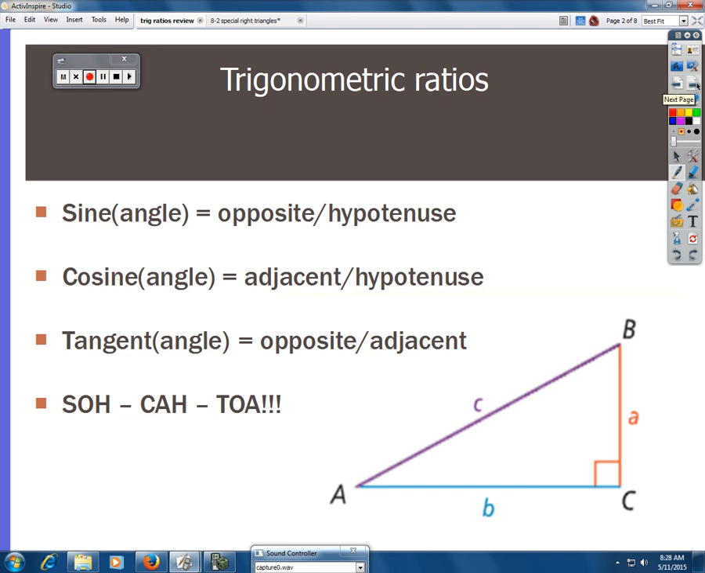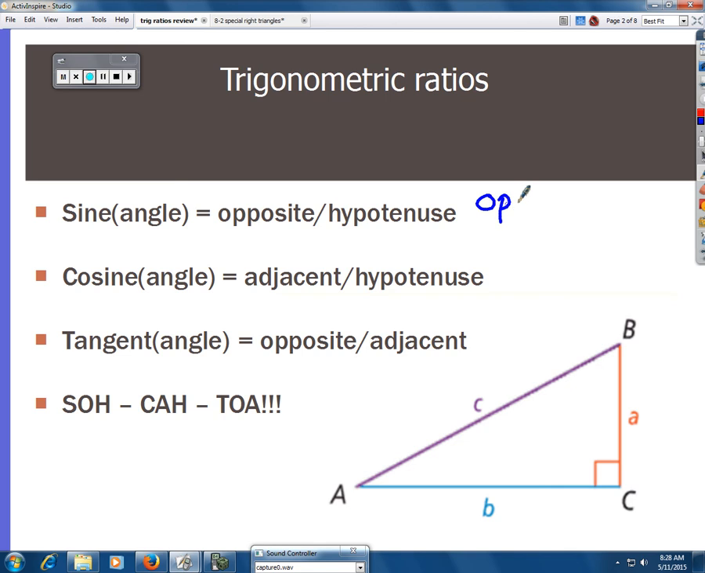Just a quick review. Sine is opposite over hypotenuse. You can shorten that to OPP over HYP. Adjacent, ADJ over HYP, is cosine, adjacent over hypotenuse. And then tangent is just opposite over adjacent. And we use a nifty little remembering thing. So, sine, opposite over hypotenuse. Cosine, adjacent over hypotenuse. And tangent, opposite over adjacent. So, SOHCAHTOA, we call that.